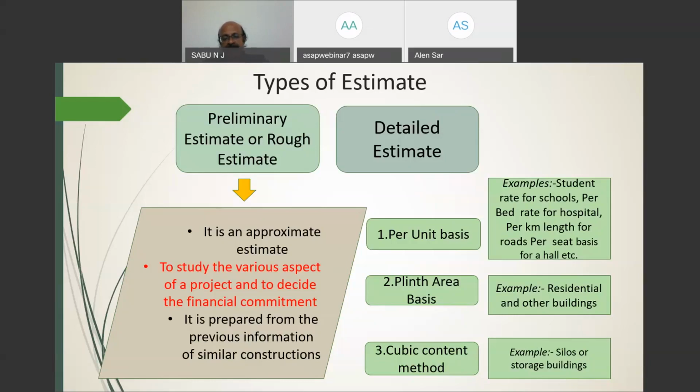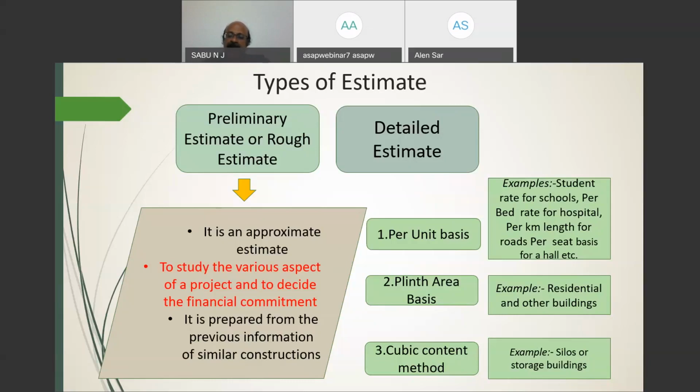Then we can adopt any of three types, depending on the situation or the nature of the building. One is the per unit basis, the second is the plinth area basis, and the third is the cubic content method. By these methods, first we have to know how much area is required for the project, in the case of the plinth area basis.